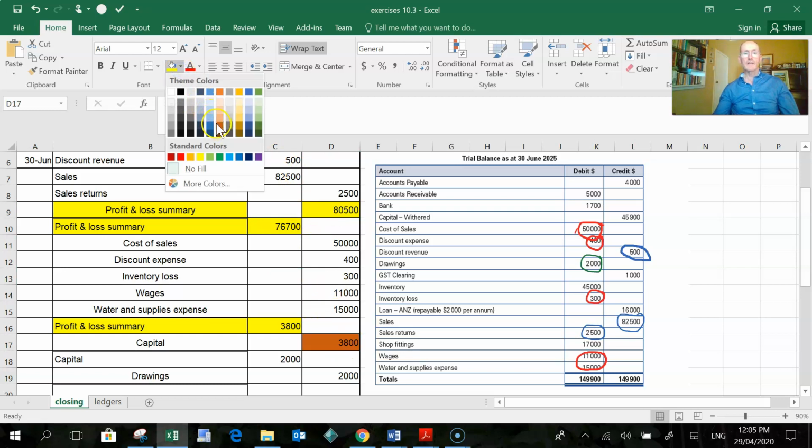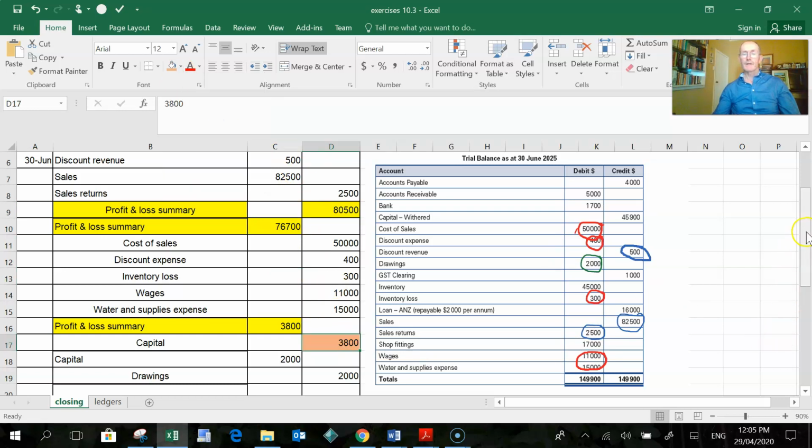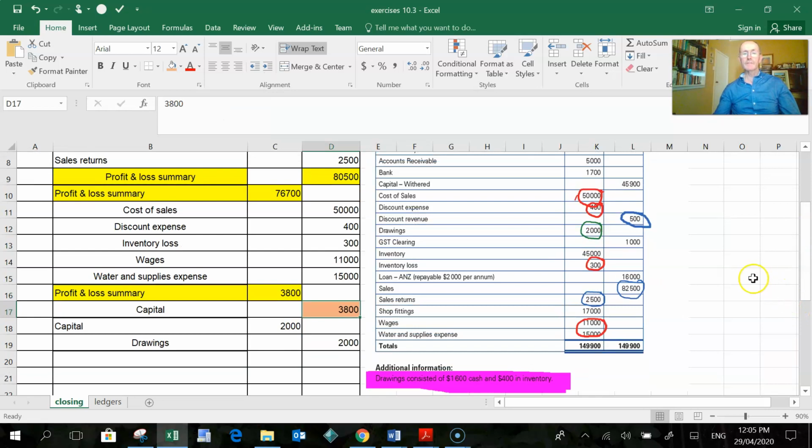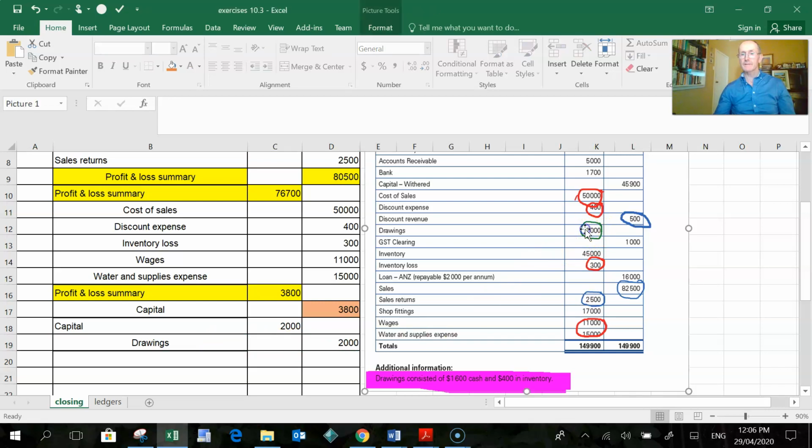Right? So we've got money in the bank. Money in the bank, you know what I mean. We've made a profit, so it goes to owner's equity. And the fourth journal entry is to simply transfer the drawings as given to you in the question. It says that it consists of $1,600 cash and $400 inventory. We don't care. We're transferring the total amount across. Right? So the total drawings. Drawings obviously gets a credit because it's currently a debit balance. So a credit will make that account now back to 0.